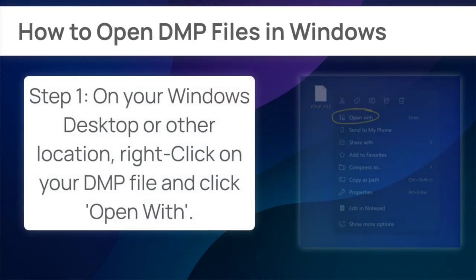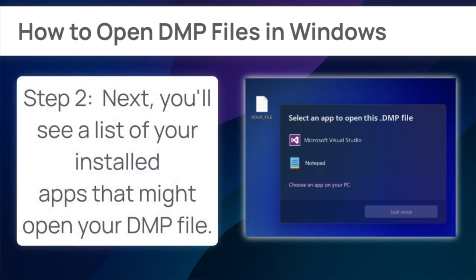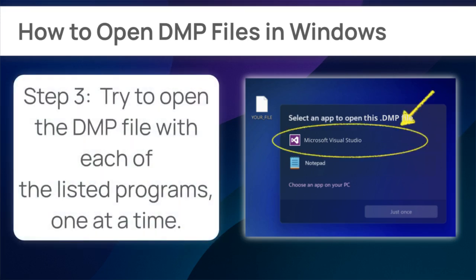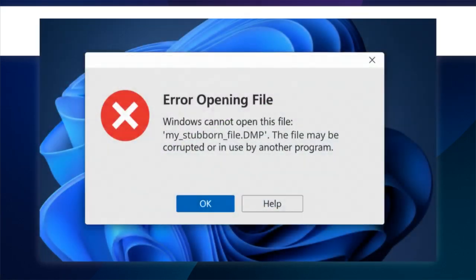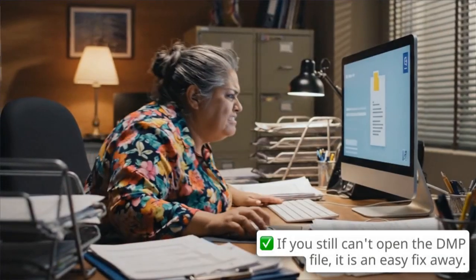Go ahead and right-click your DMP file, then choose Open With. Try Microsoft Visual Studio if it's an option. If it's not, just select another program. This trial and error process is standard for tricky files. When a DMP file fails to open, it is usually for a basic reason. The easy part is over.